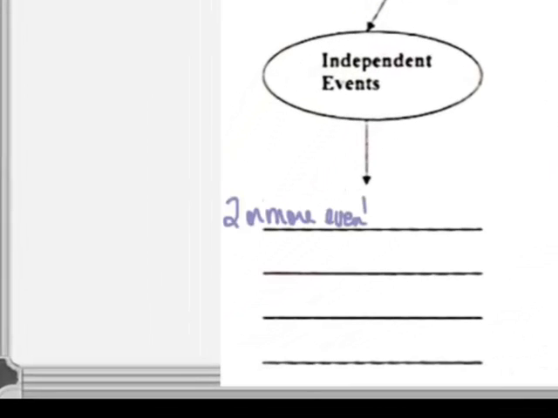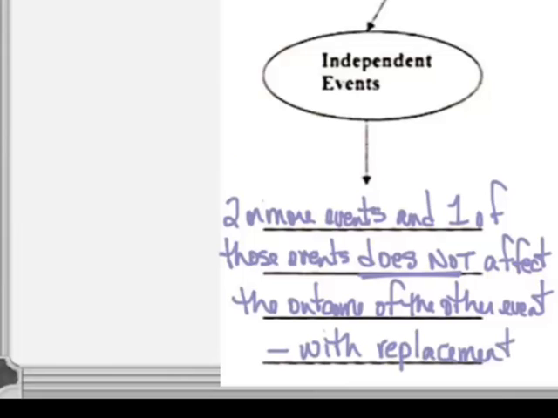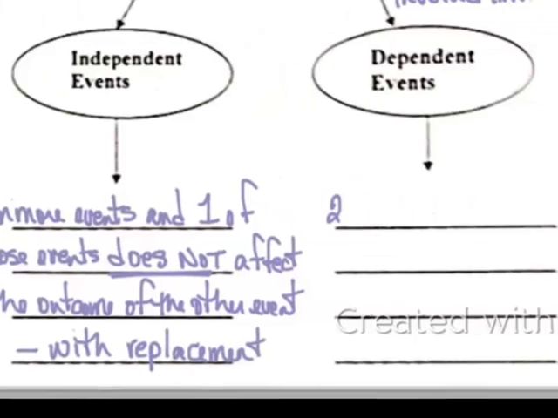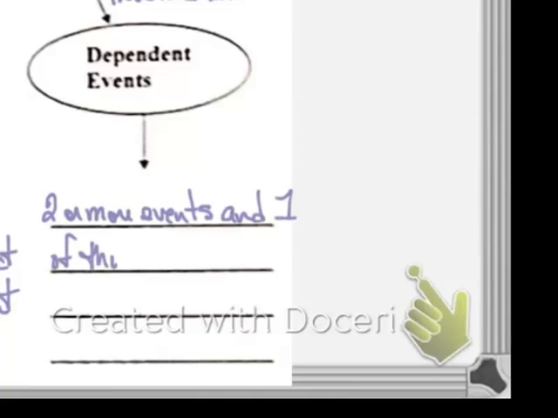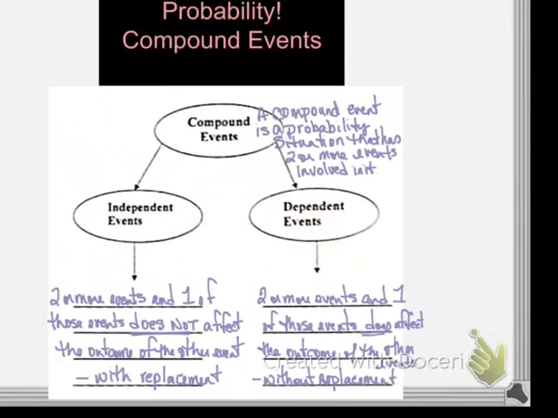An independent event is when you have two or more events and one of those events does not affect the other outcome of the other event. Key phrase would be with replacement. A dependent event is when you have two or more events and one of those events does affect the outcome of the other event. The key phrase there would be without replacement.